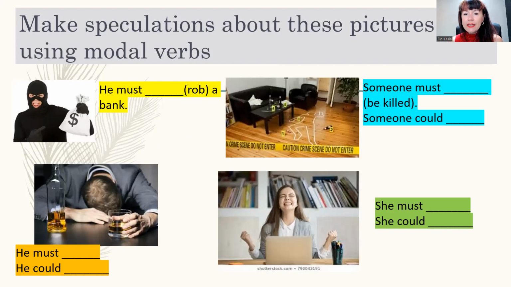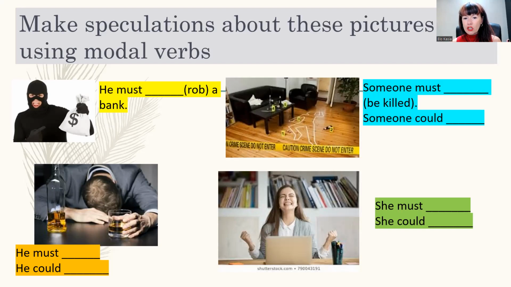The second one: you look here. Someone must what? Someone could. Use your own ideas here. Someone must. Someone could. The next one is, he must what? Again, you use must have. He could have, yeah. And the last one is, she must have or she could have.